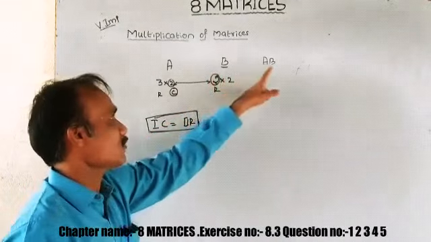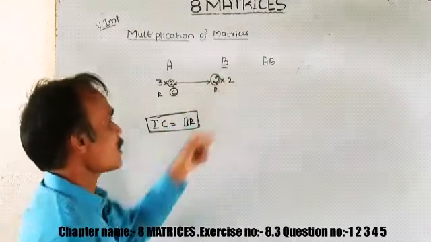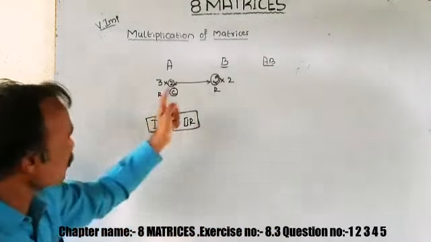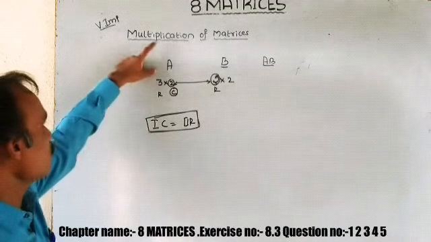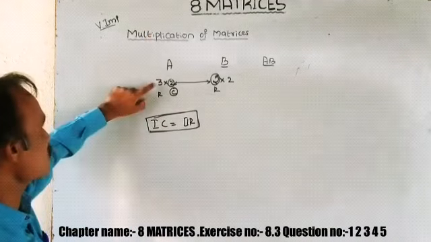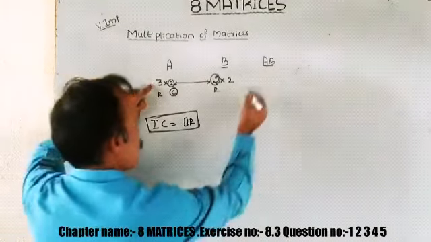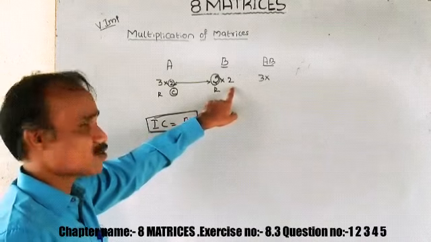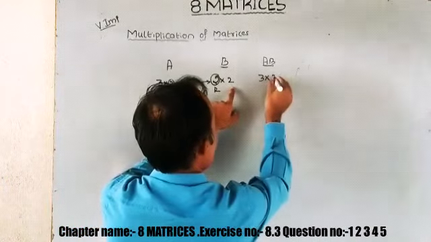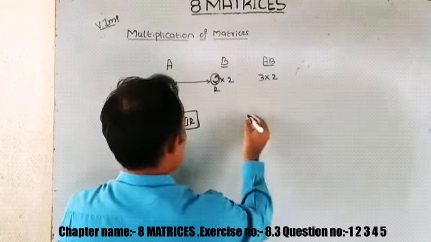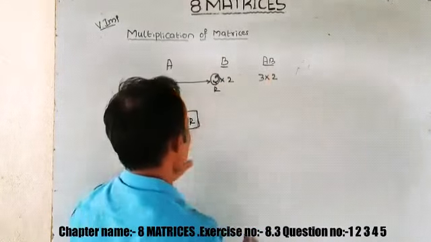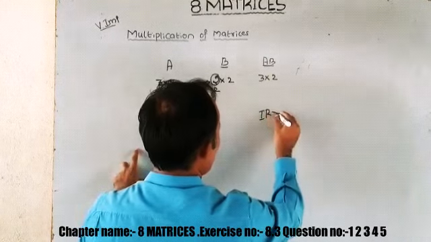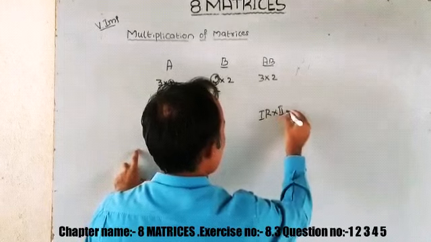AB means the product of A and B. Next, what is the order of AB? We can find it easily before going to multiplication. The first matrix, A, has 3 rows, and the second matrix has 2 columns, so the order of the matrix AB is first rows into second columns, that is 3 cross 2.